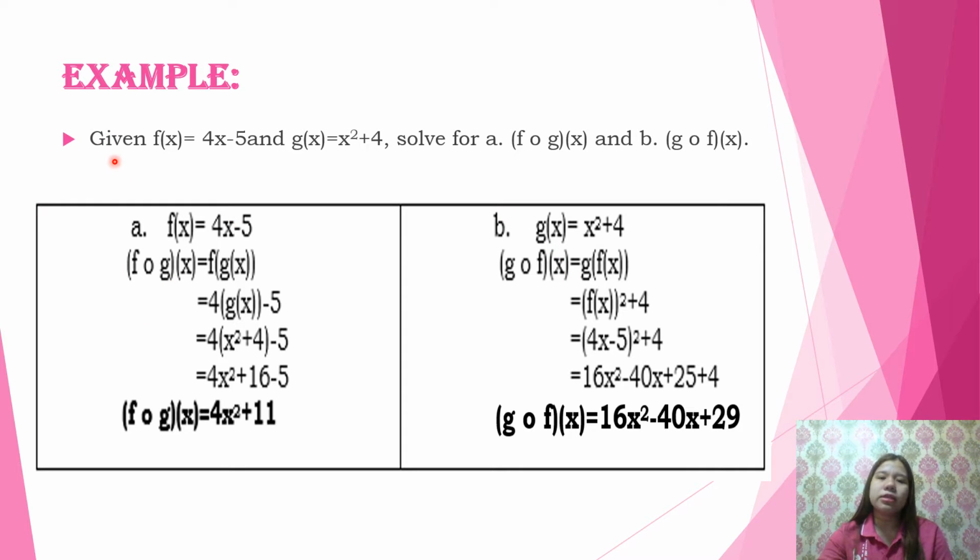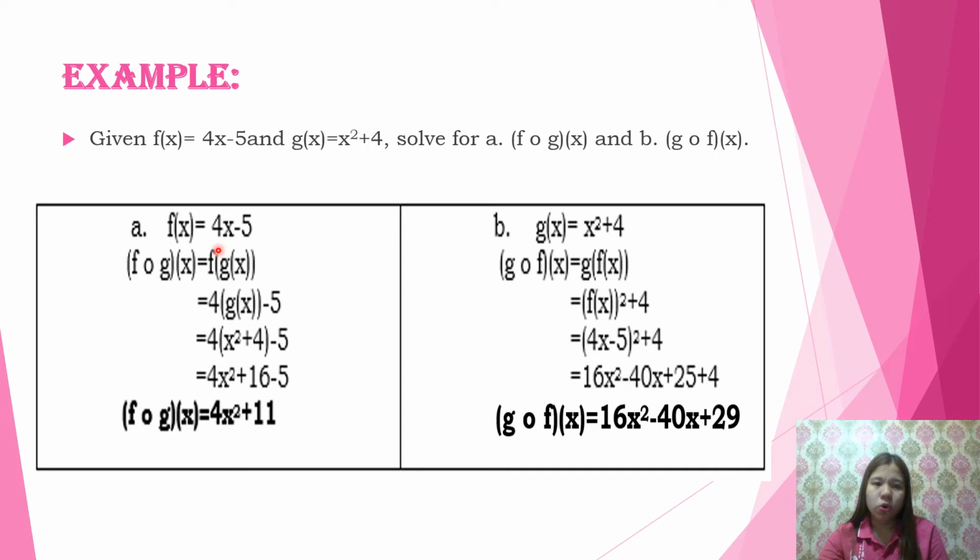So we have here an example. Given f of x is equal to 4x minus 5 and g of x is equal to x squared plus 4, solve for a, f of g of x, and b, g of f of x. Okay, so for example a, we are looking for f of g of x.